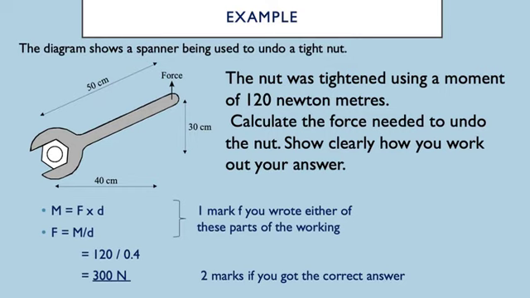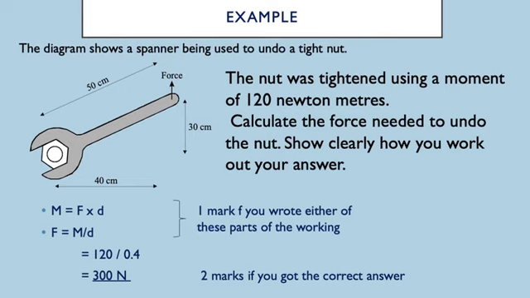Now we've said that it's 120 Newton meters, so the moment equals 120, and the distance that we're using is the distance that's perpendicular to the force. This distance here is parallel to the force, so we're not using that one. This distance is just the distance from the end of the spanner to the nut, and it's this distance here that is at right angles to this force, so it's this distance we need to use. We've changed that from centimeters into meters, and that's fine. As long as all the units are the same, then it's fine.